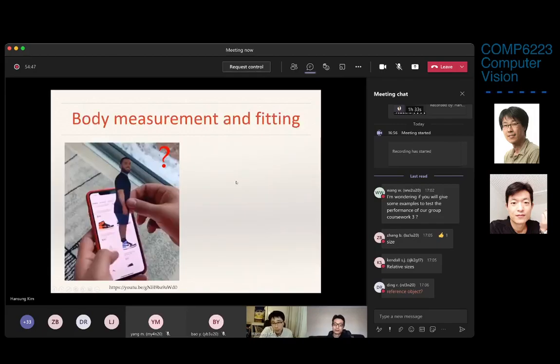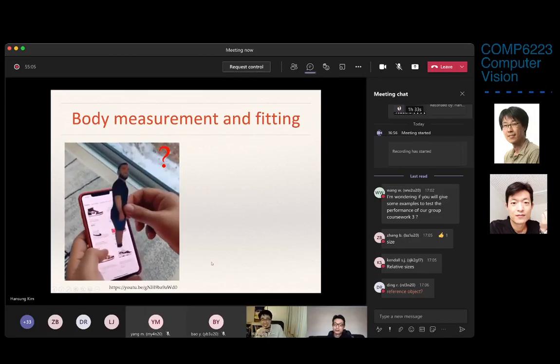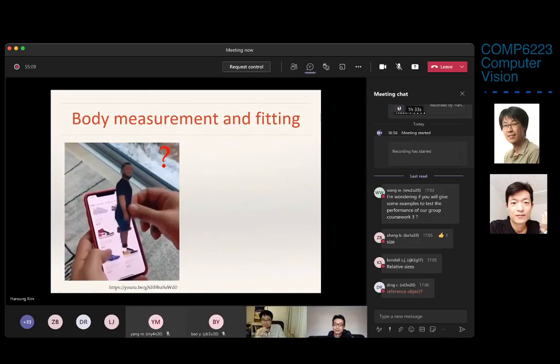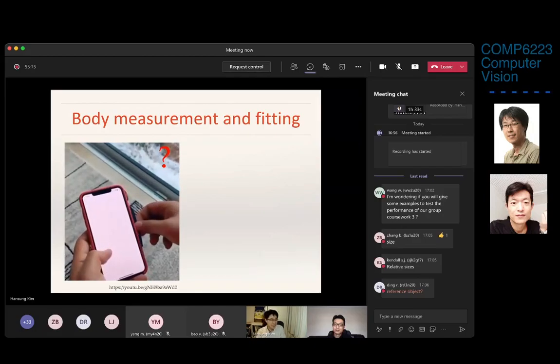Or this one might also be interesting, for your online shopping. You want to find a good fit for your shoes or your clothes. This is quite a clever way. You can try to find a good fit for your sneakers, Nike. I like this guy. Yeah, you can choose your shoes like this.